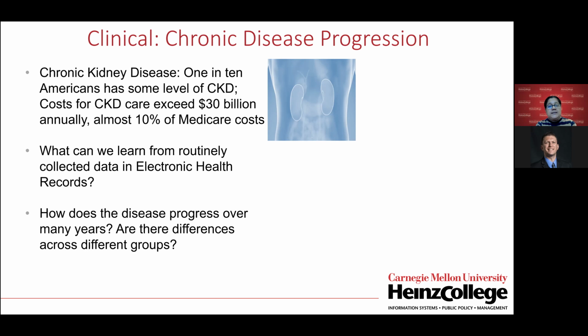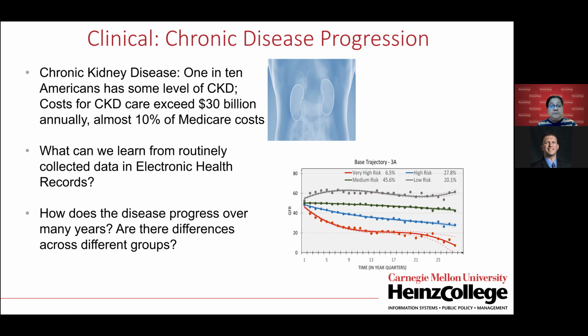And so one question that is really of interest is, because these are chronic diseases, they progress over time, and there's no cure for them. So how does this disease progress over many years? Can we cluster patients following the disease in distinct ways? What are the differences amongst these clusters? And that's what we are seeing here.